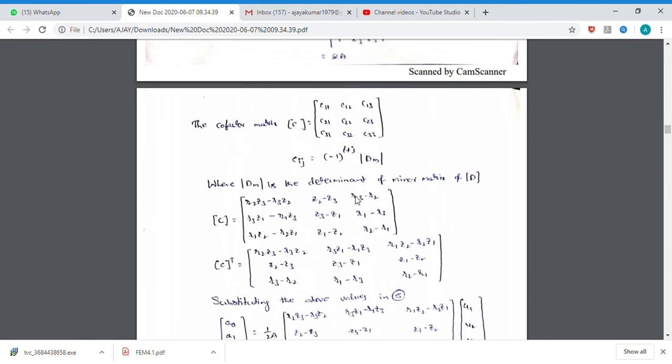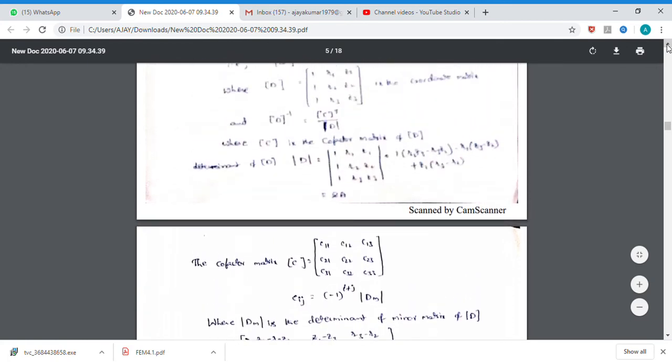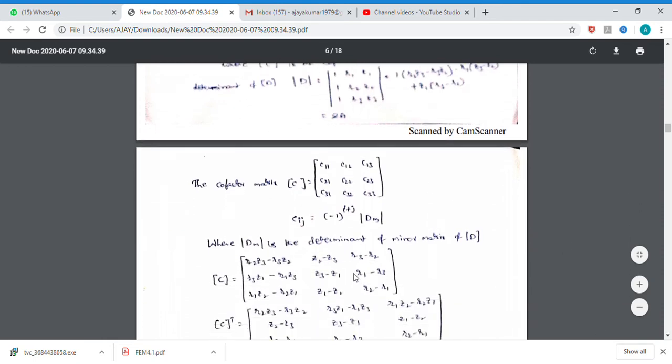Here this one is the C12. You neglect these two, and for the remaining you take the cross multiplication, Z3 minus Z2, which is 1 into Z3 minus Z2. But here it is minus 1 to the power of 1 plus 2, which is minus 1 to the power of 3, equal to minus 1. So minus 1 into Z3 minus Z2. That's why I simply wrote this as Z2 minus Z3.